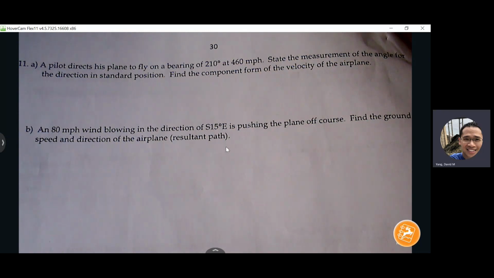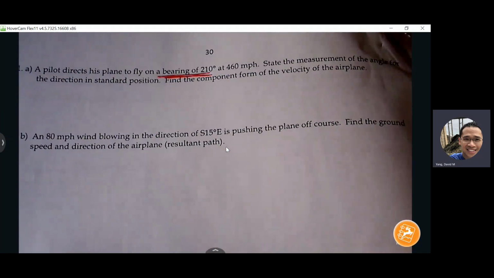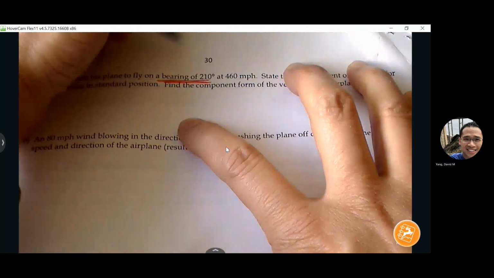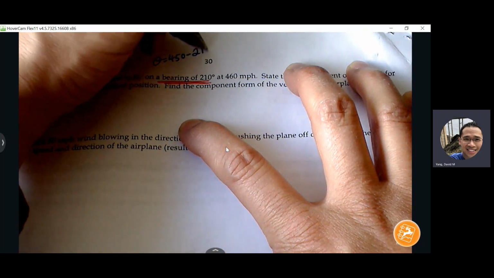Next page, let's work on the word problems. A pilot directs his plane to fly at a bearing of 210 degrees. So I would like to convert this to standard position, so I can have something that's more straightforward. So how do I convert from bearing to standard position? Yep, so 450 minus 210.